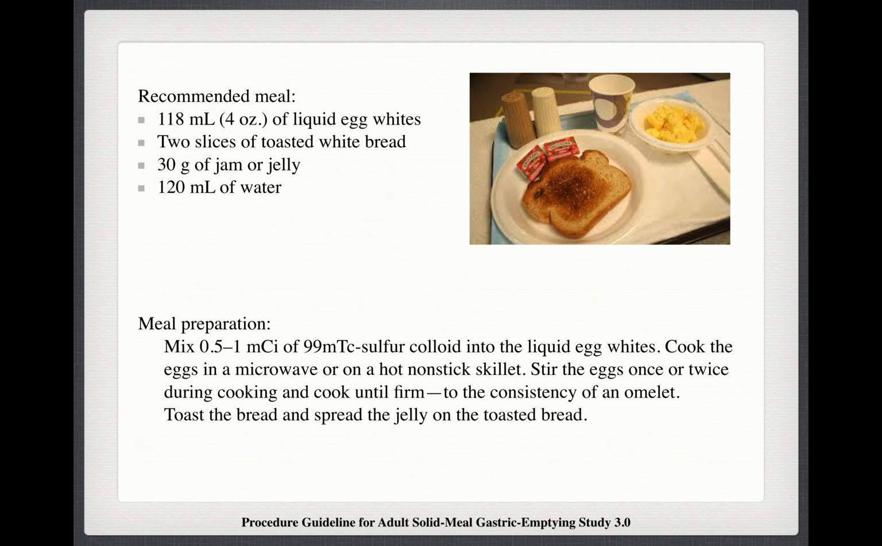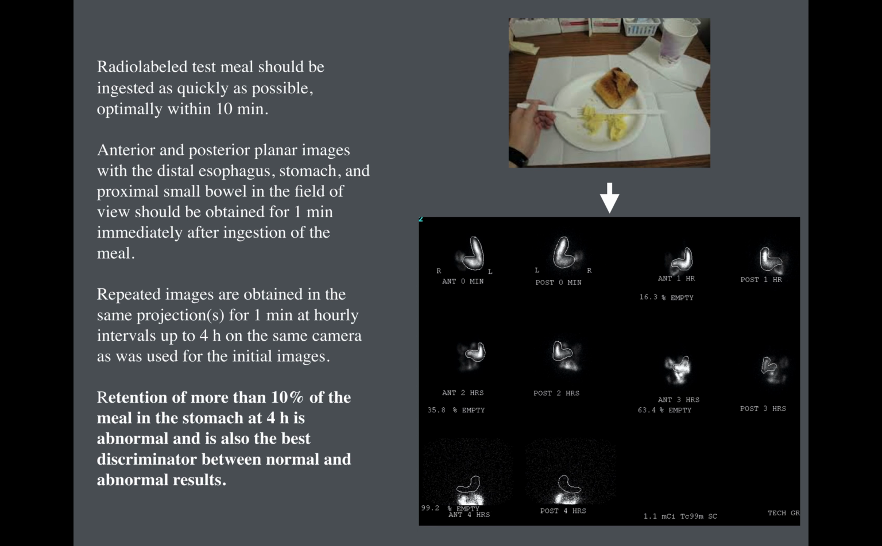The patient is encouraged to eat the meal relatively quickly, preferably within 10 minutes, and then we obtain anterior and posterior images of the stomach and abdomen at 0 minutes, 1 hour, 2 hours, 3 hours, and 4 hours. It's the 4-hour images that are most important, and if there is more than 10% of the meal retained in the stomach at 4 hours, that's considered abnormal.